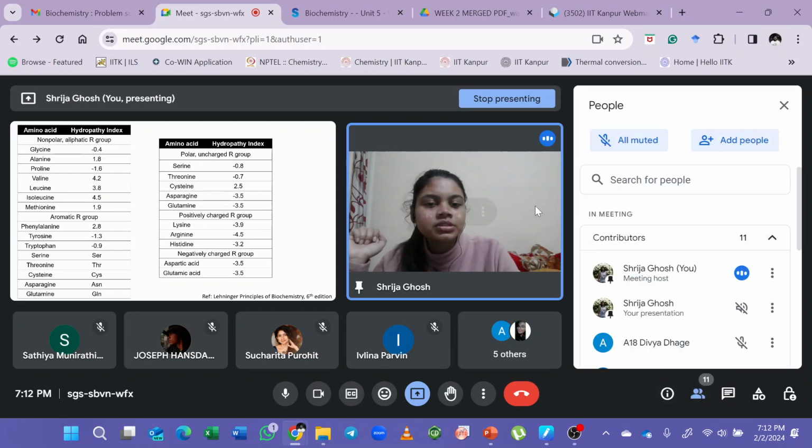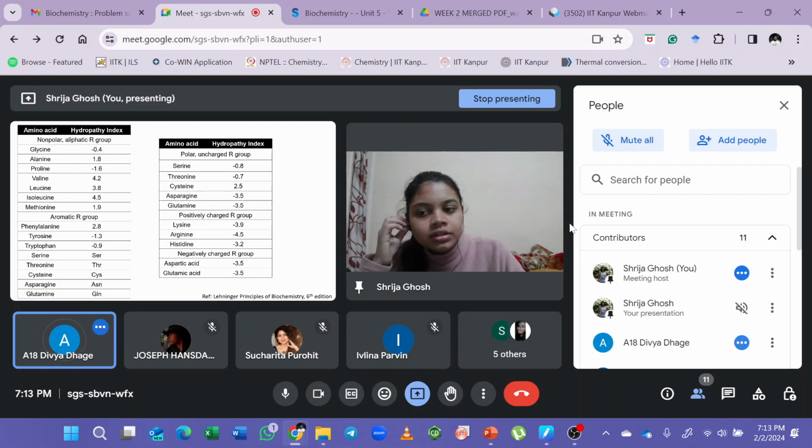So hydrophobic means it does not like water, it will not dissolve in water. Hydrophilic means it likes water, it will dissolve in water. So if a molecule can make hydrogen bonds with water, it is hydrophilic, meaning a negative value.